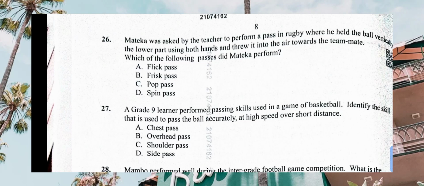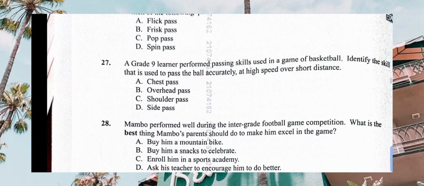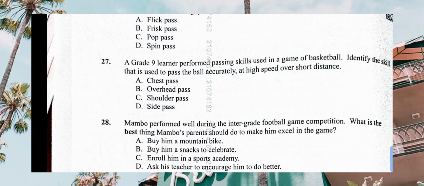We have keywords there. Mateka is performing a pass in rugby, holding the ball vertically, at the lower part of the body, which is slightly below the shoulders, then threw it into the air to the teammate. Which of the following passes did he perform? That one is not a flick pass, neither a pop pass, or spin pass. You check on that about the correct pass related to the definition.